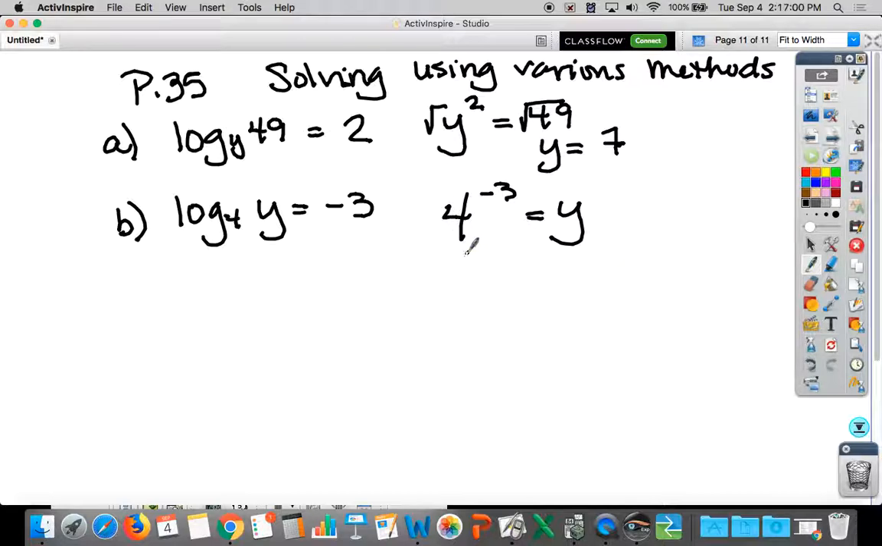What do you do to solve for y here? Just put it in the calculator. I think it's 1 over 64.